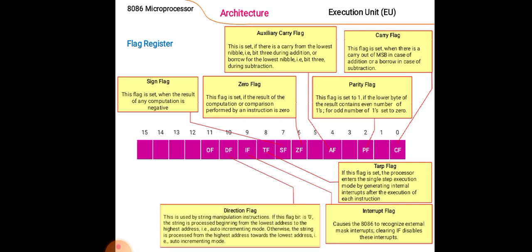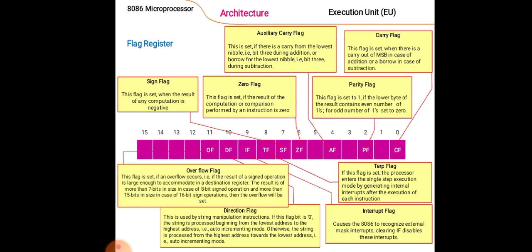Then DF means the direction flag. If some transmission and reception of data is done inside the microprocessor, and if you want to shift data, then that data is shifted in some particular direction. So when we set this direction flag, it indicates how data is processed after execution, that means serial in serial out or parallel in parallel out. In that case the direction flag is set.